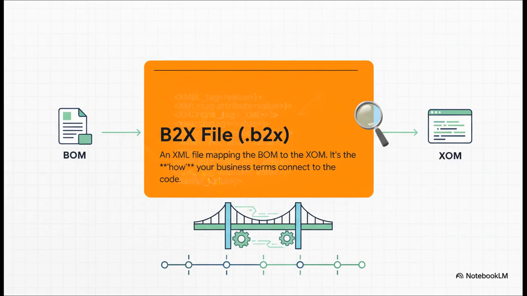Now, the XOM, the execution object model, that's just the actual code, the real Java classes that your rules are going to run against. The B2X file is a simple XML file, and its entire job is to map the business terms from your BOM to those code objects. If the BOM is the what, the B2X is the how. It connects the business world to the tech world.